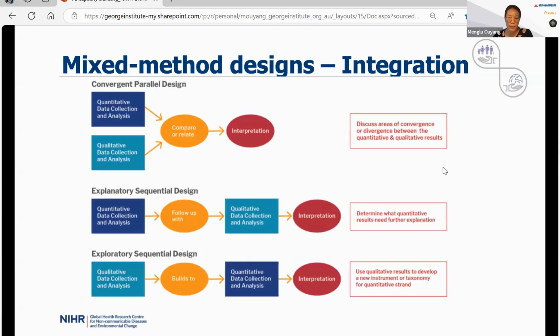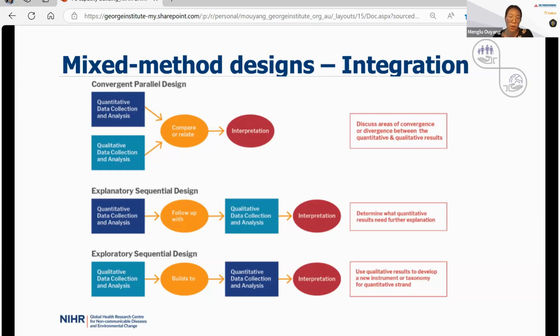So for mixed methods design, there are usually three different types of design, and it's all about how we integrate the quantitative and qualitative data collection and analysis. The first one is the convergent parallel design. As you can see from the figure, both the quantitative and qualitative data are collected in parallel, at the same time. Then after data collection, the results will be compared and related, and both findings will be interpreted to answer just one question.